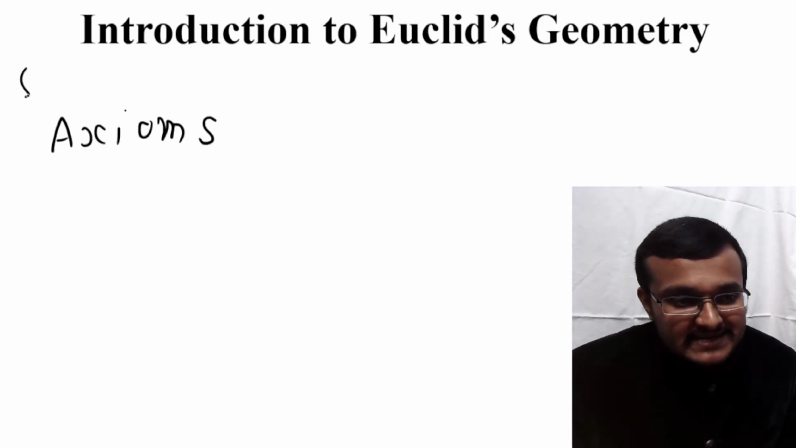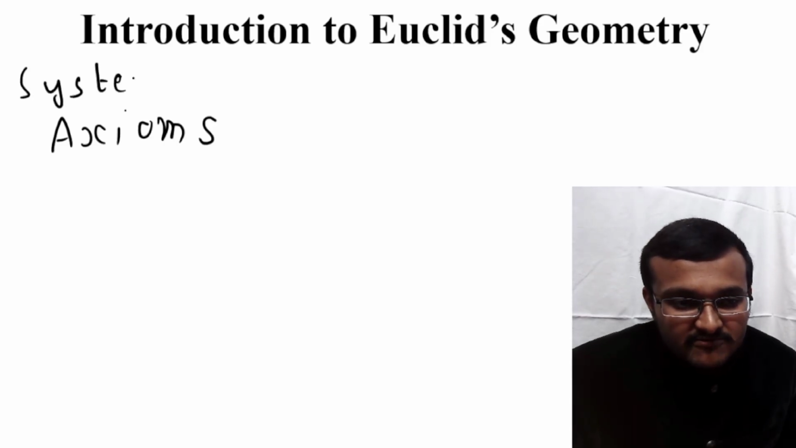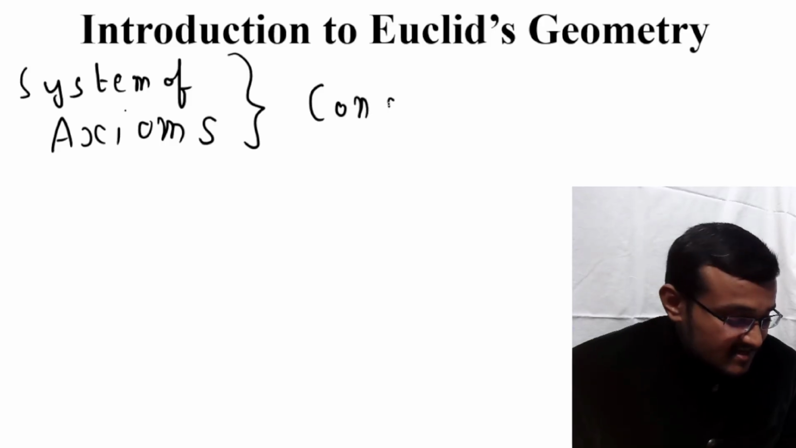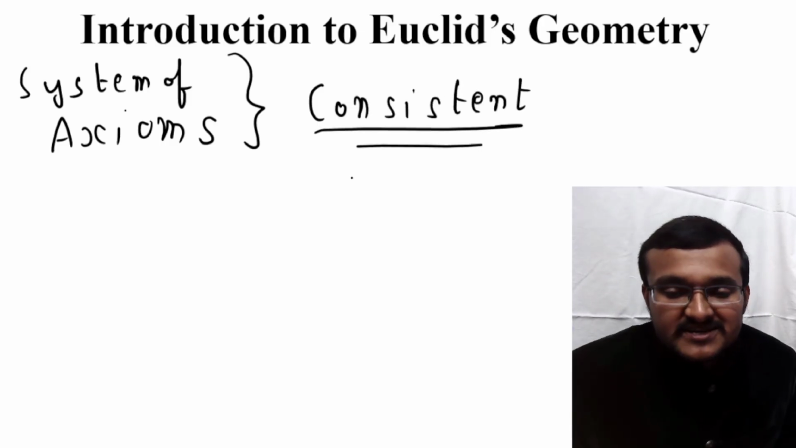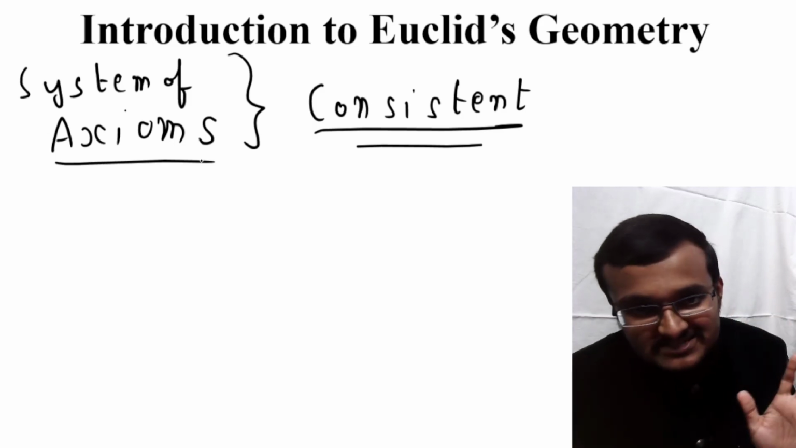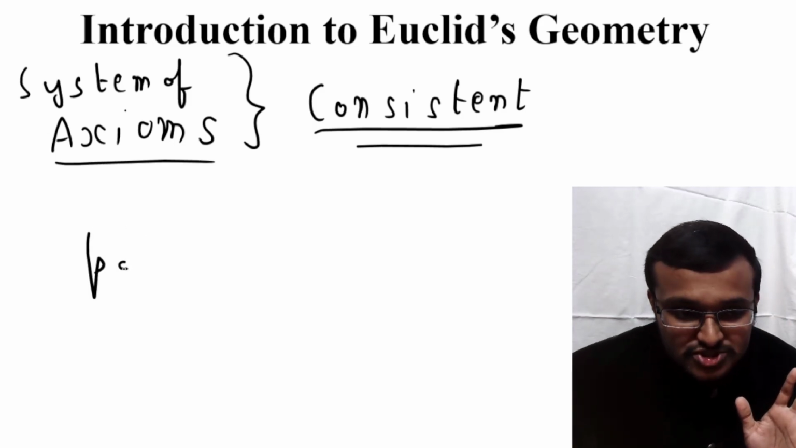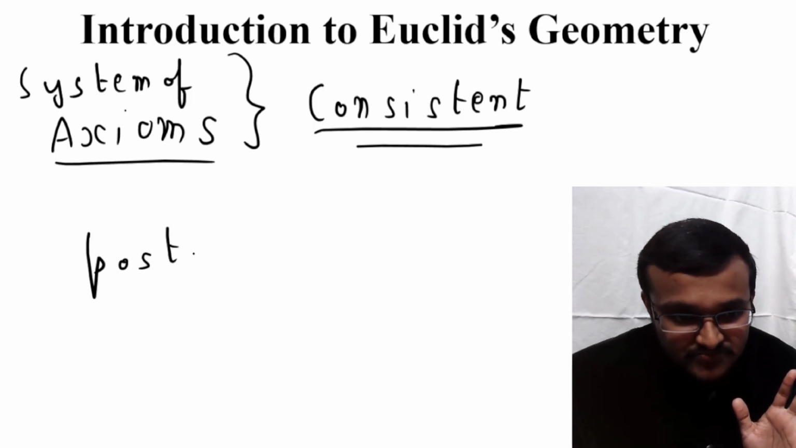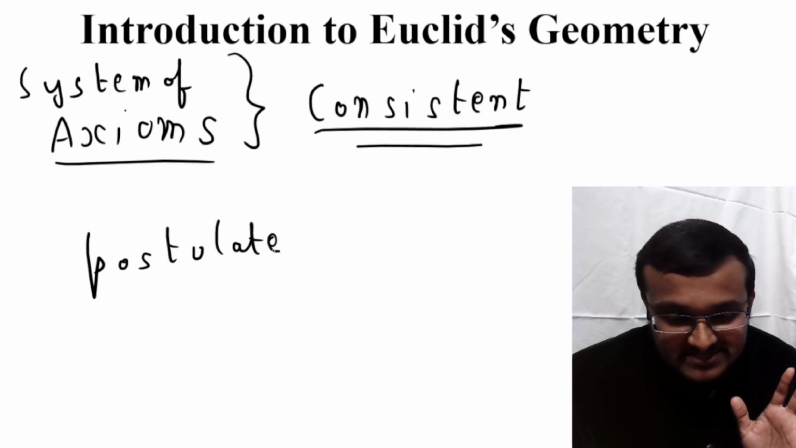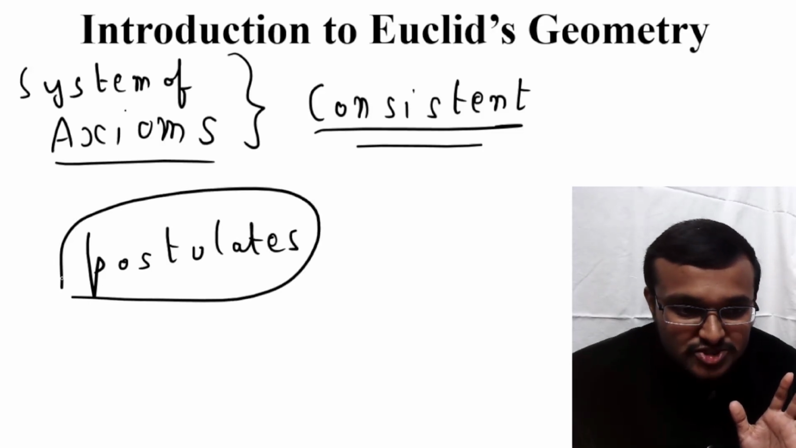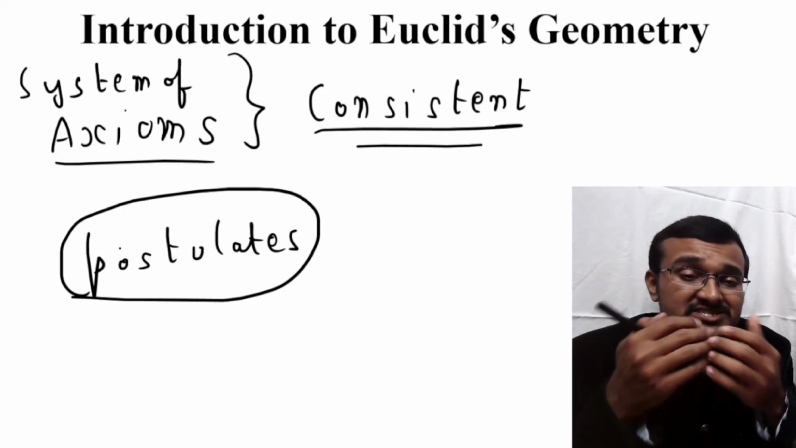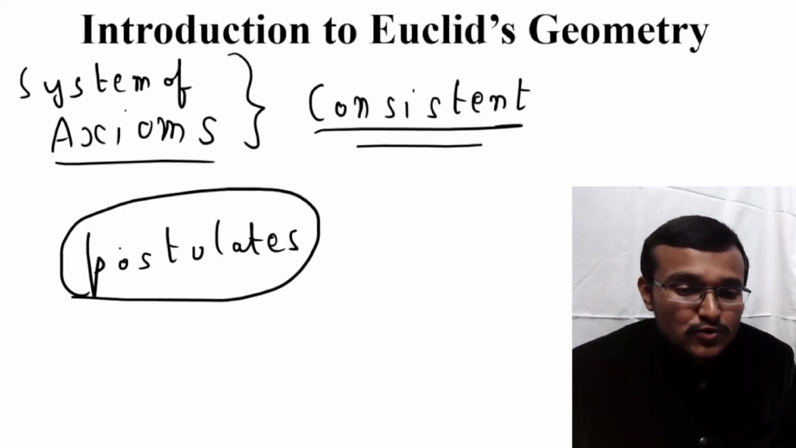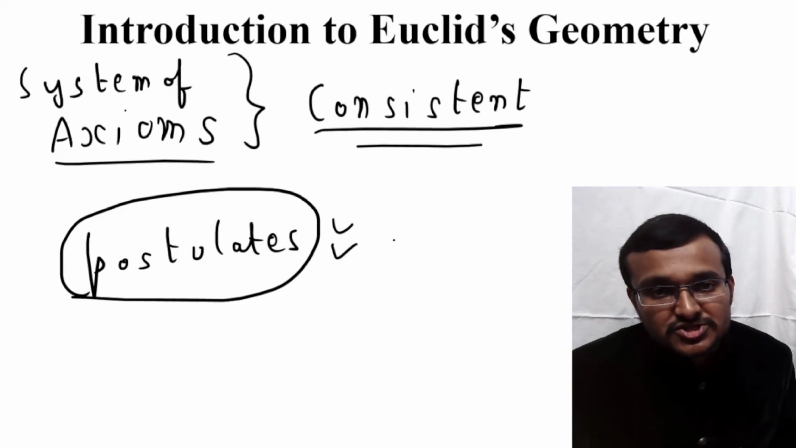So now you have learnt about axioms. A system of axioms and postulates, which Euclid has given, are known as consistent. You should remember this one thing here. Using these postulates, various statements were proved. Various different results were proved in geometry using these postulates.